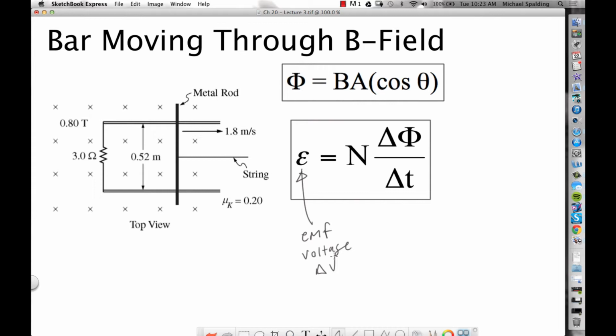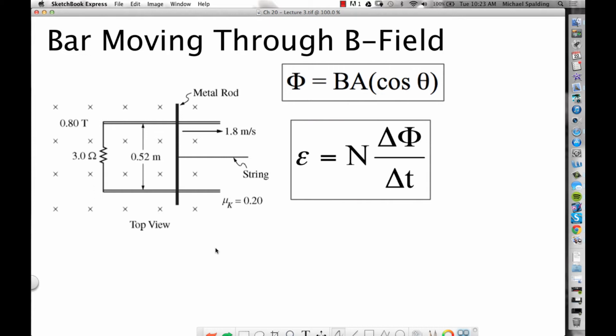So motional EMF, motional voltage, it's a situation like this where you have two rails and this bar that slides on the rails. So this metal rod completes the circuit. Does everybody see that? The metal rod riding on those rails completes the circuit. So we have this loop right here. Now, what's happening in this particular situation is we have a string that's pulling the metal rod to the right, and we're given this velocity, 1.8 meters per second. So, would this be a situation where we generate voltage and therefore current?